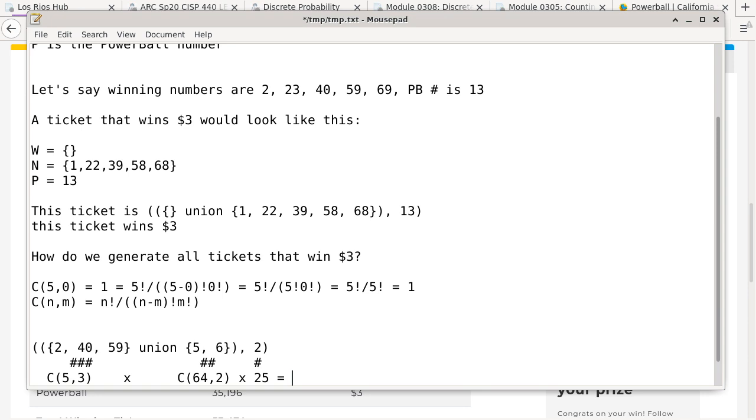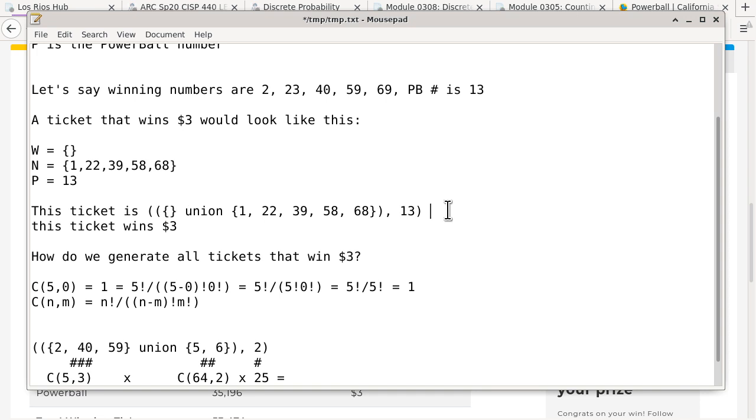I do have a question, Professor. Yes, go ahead. Would having an empty set still be valid for any one of those choose or combinations? Yes. So in the first one, we want an empty set over here because we only want to match the Powerball number, which means the set of all the winning numbers is empty.